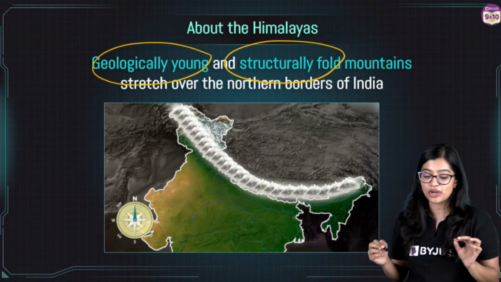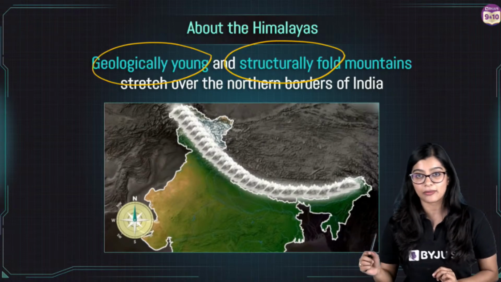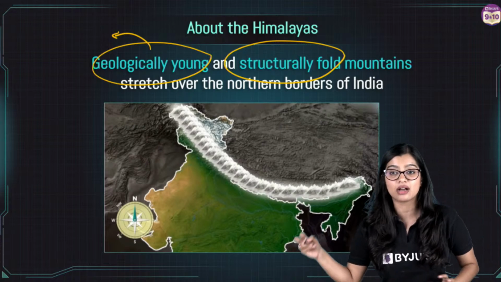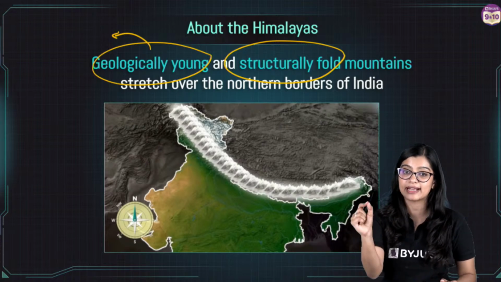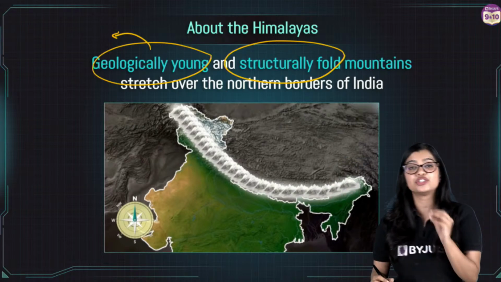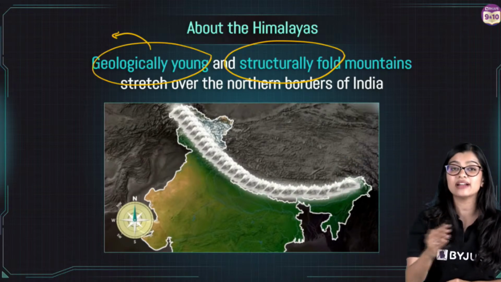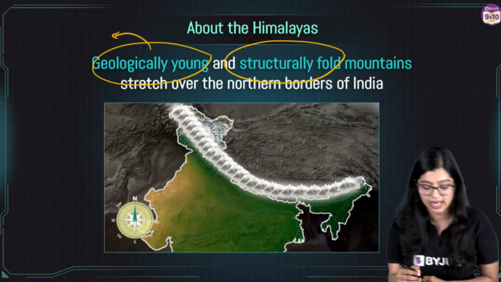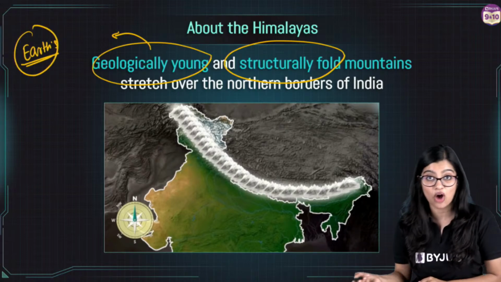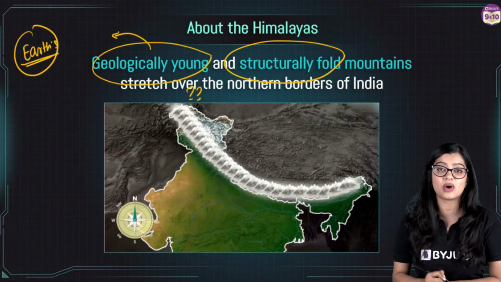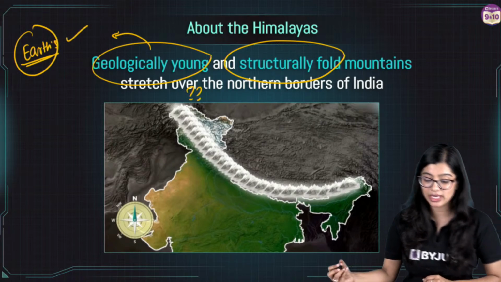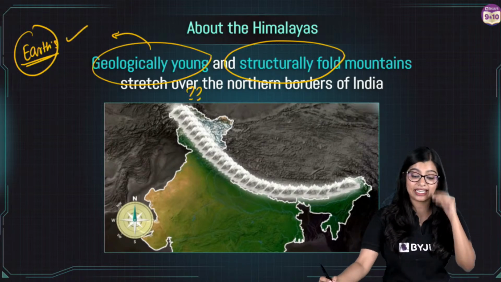Now, here we are talking about the term geologically young. Quickly, to give you an introduction, please write this down in your textbook, circle it and write it down. The word geologically young means that when I compare the Earth's age and when the Earth was formed versus when my Himalayas were formed, it is relatively recent. Which is why it is said to be geologically young.